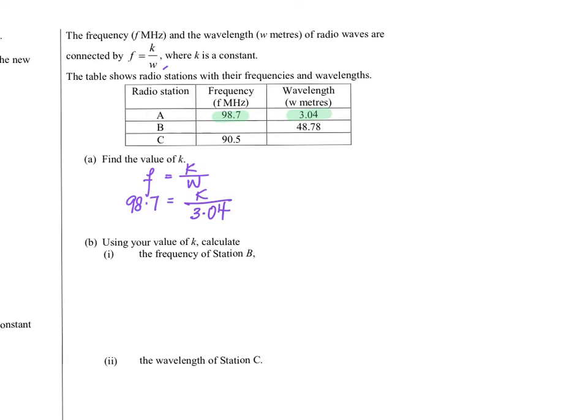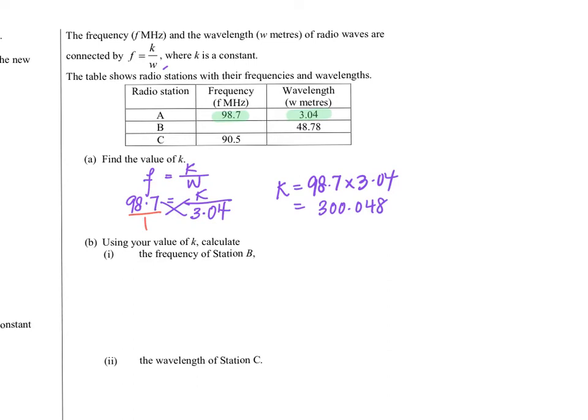Alright, so now what can we do? We can cross multiply, and you'll find k to be equal to 98.7 times 3.04. That will give me 300.048. I'm going to keep this as the constant, the same. I'm going to round this off so that all the values will be the same as well.